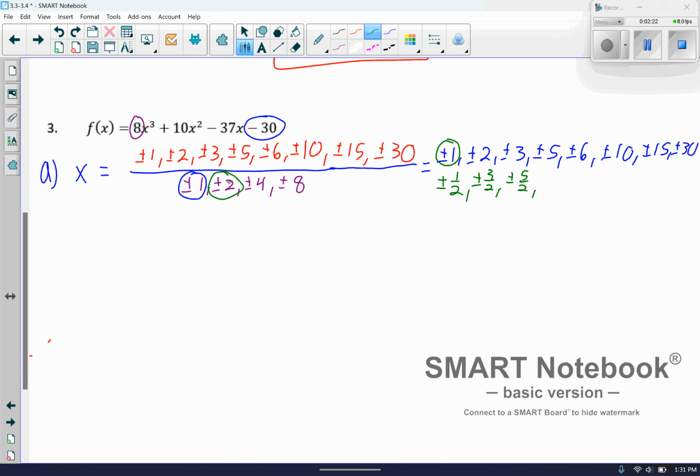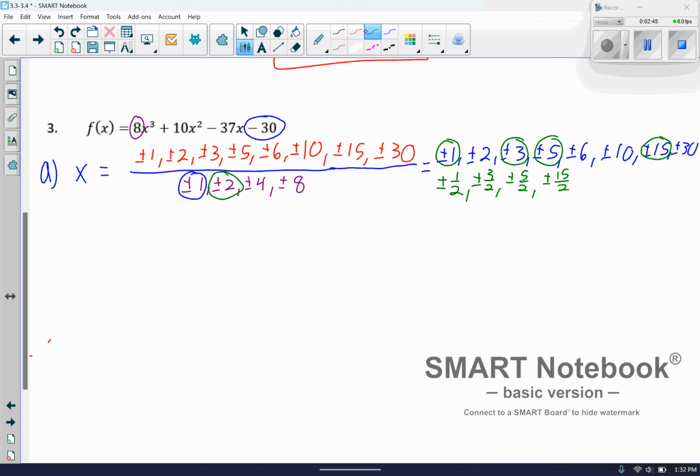And then let's see, 6 divided by 2 is 3. It's already in my list, so that's kind of nice. Let's see, 10 divided by 2 is 5. That's already in my list right there. 15 divided by 2 is not, so positive and negative 15 over 2. And then 30 divided by 2 is 15. That's already in my list.